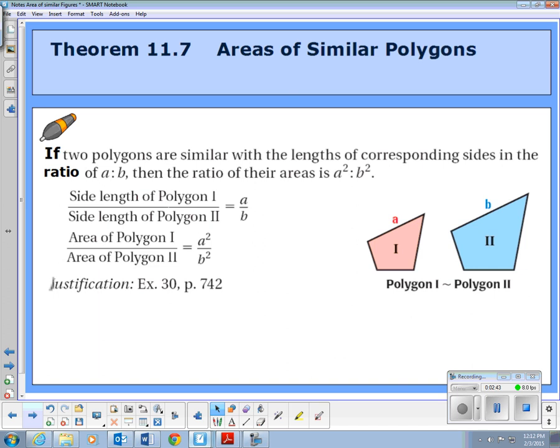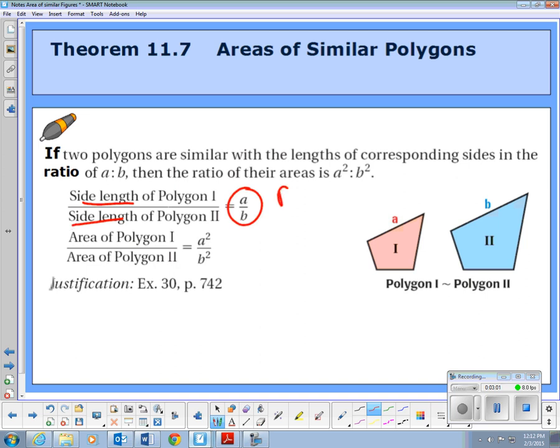So we have Theorem 11.7, which says if two polygons are similar with the lengths of their corresponding sides being A to B, then the ratio for their areas is A squared to B squared. We learned in first semester that the ratio for the side lengths was A to B, and that the perimeters were also A to B. But now the area is A squared to B squared. This is where the changes occur and where all the difficult work comes in: which one to use, when, and where. It all depends on what the question is asking.